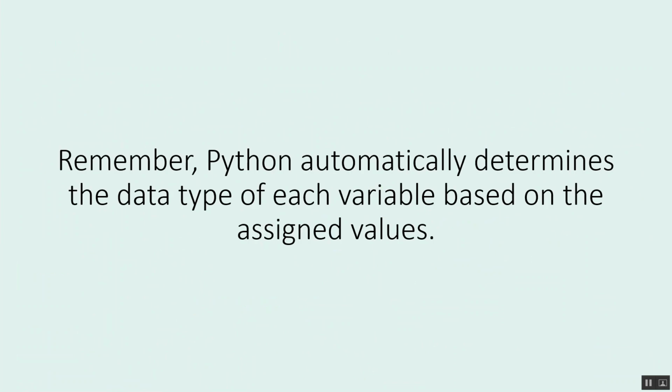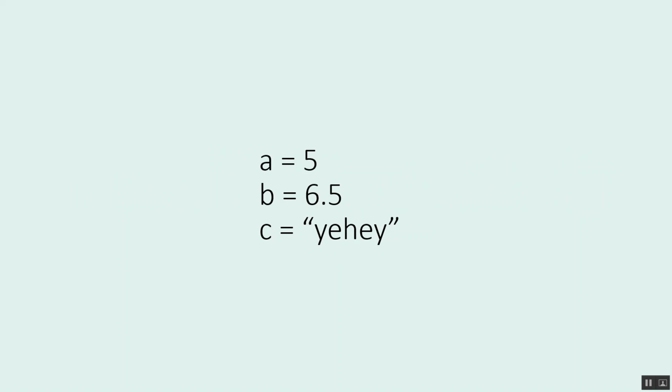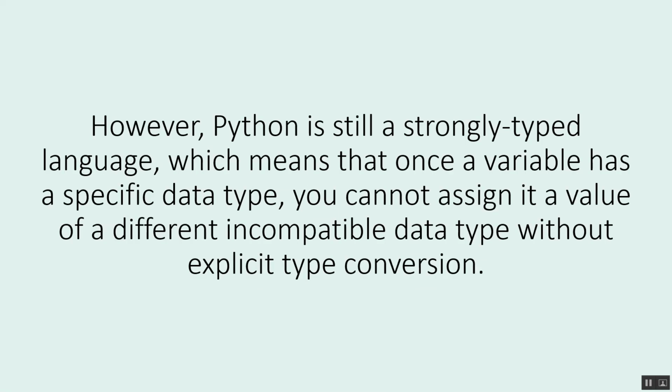Now the next one. Okay, so remember, Python automatically determines the data type of each variable based on the assigned values. A equals 5, so definitely A is an integer. B equals 6.5, so definitely B is a float. C equals a text value, so C is a string. However, Python is still a strongly typed language, which means that once a variable has a specific data type, you cannot assign it a value of a different incompatible data type without explicit type conversion.